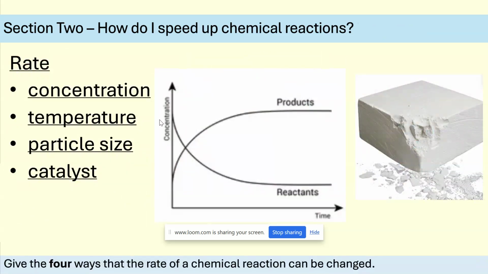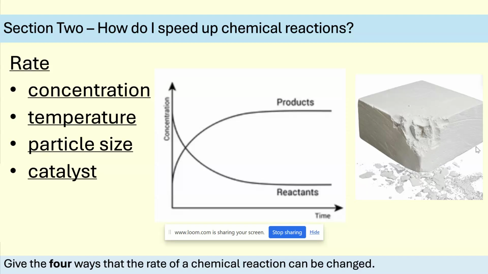We start off with lots and lots of reactants. Here, quite quickly, the reactants' concentration is going down, and the products, which was at 0, is very quickly rising up to a point where the reactants appear not to be decreasing anymore and the products appear not to be made anymore. We can make this process happen quicker if we increase the concentration, increase the temperature, or decrease the particle size.